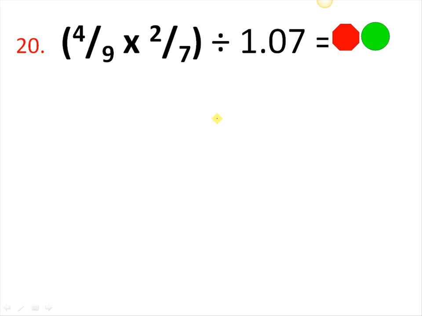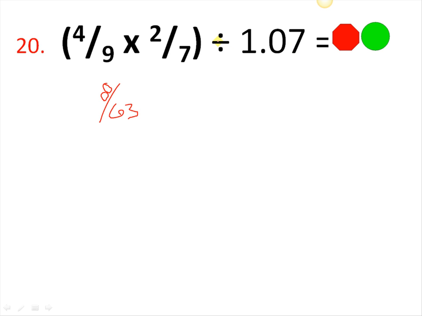Okay, number 20. Well, give it a whirl. Okay, well, we know that PEMDAS teaches us the order of operations, that the first thing you need to do is that which is in the parentheses. So we will just multiply 4 times 2, that's 8. And 9 times 7, that's 63. So this is just the fractional form, 8/63, and we're going to divide that by 1.07.